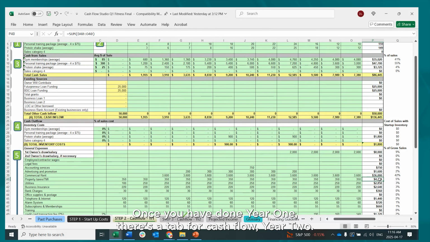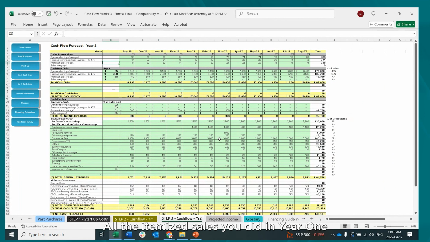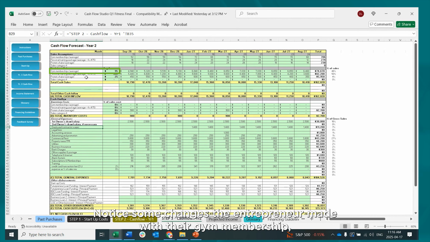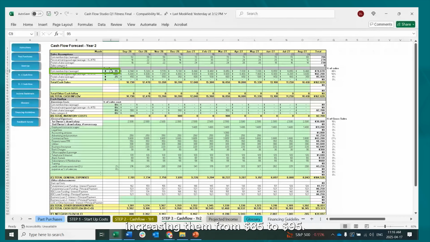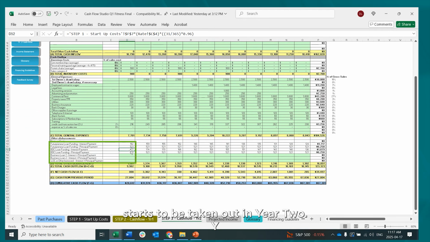Once you have done year 1, there's a tab for cash flow year 2. You do the same process. All the itemized sales you did in year 1 will remain as you can see them here. You then do the same thinking process you did for cash flow year 1. Notice some changes the entrepreneur made with their gym membership, increasing them from $85 to $95. Also notice that the principal payments found in other disbursements starts to be taken out in year 2.